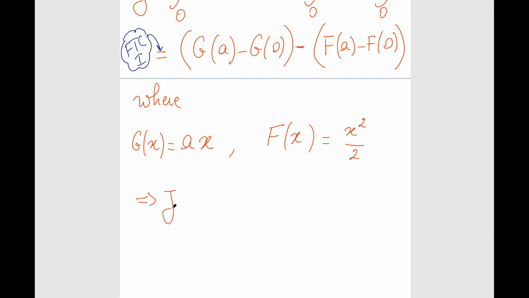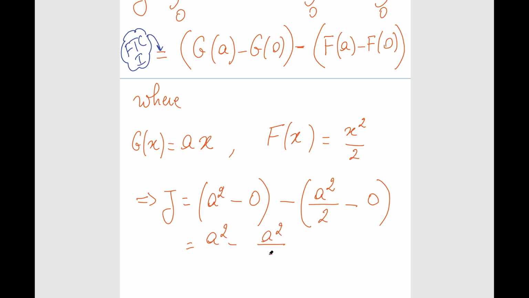So j is equal to g of a. What's g of a? It's a times a, so a squared, minus g of 0. What's g of 0? It's a times 0, which is 0, minus f of a. F of a is a squared over 2, minus f of 0. And what's f of 0? Replace x by 0, you get 0. Okay, so this is then a squared minus a squared over 2, which is, as expected, a squared over 2.